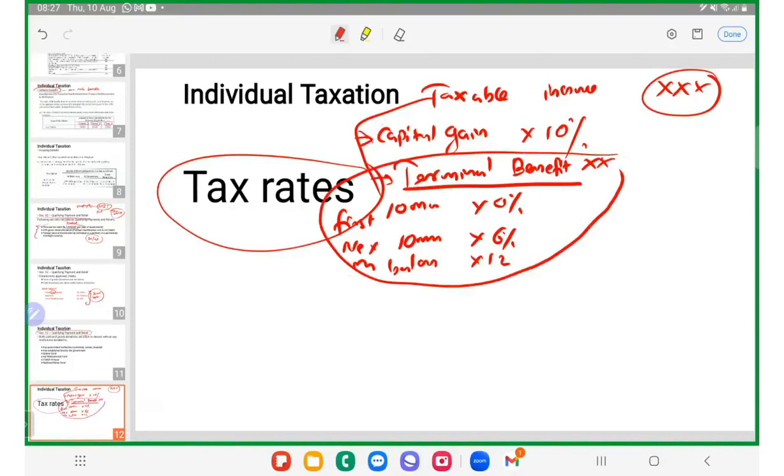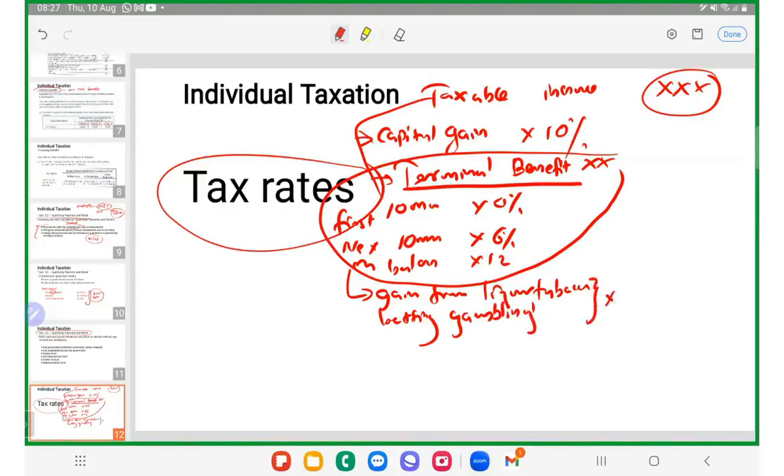Then you have to check whether there is any gain from liquor, tobacco, betting and gambling. So this also will not be tested, but you have to take that. If such gain is included in the taxable income, you have to take that as a separate income and you need to tax at 40%, right?